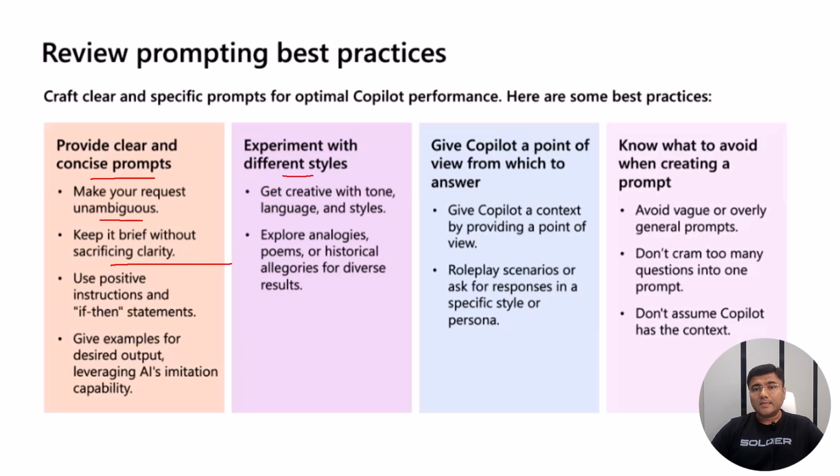Give Copilot a point of view from which to answer, so provide better context. You can specify role-play scenarios, or provide proper context with proper consideration for the prompt. Know what to avoid when creating a prompt. Avoid very vague and overly general prompt information. Do not cram too many questions into one prompt, which is a common bad practice. Ask one question at a time, get the response, and then iterate further. Don't assume Copilot has the context. You provide the context. That is the best practice.